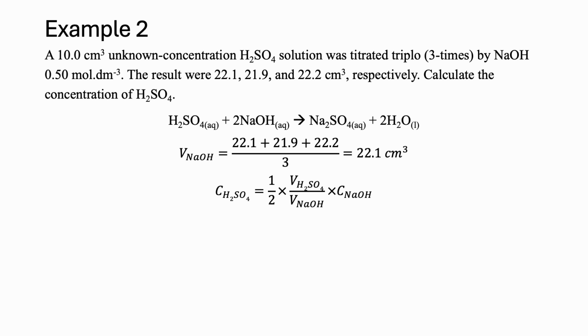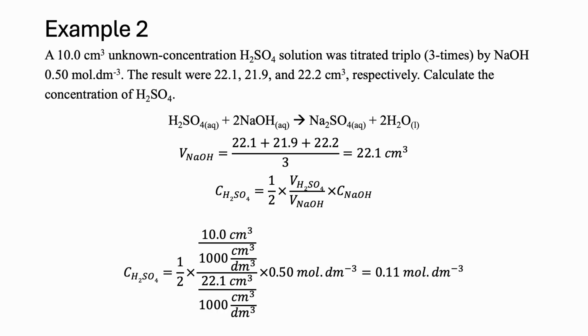And then the concentration of H2SO4 equals the ratio, which is 1 over 2, times volume of NaOH divided by volume of H2SO4, times concentration of NaOH. So if you put in the numbers, you can get 0.11 mol/dm³ for the concentration of the H2SO4 solution.